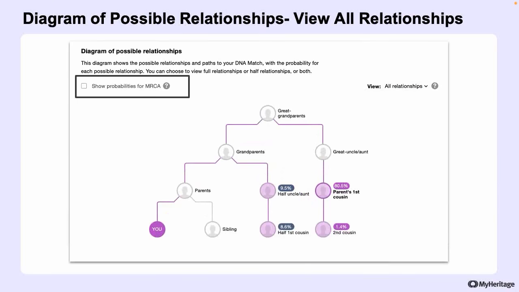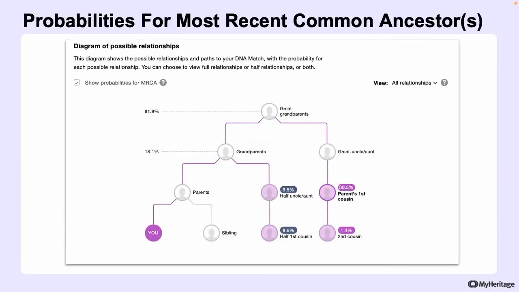Now, you can see the checkbox here says show probabilities for MRCA. Now, what does that mean? Well, there are different probabilities for different relationship types, but some relationship types might be different, like parents' first cousin and second cousin, which you can see here. But these two relationships, which are different, still mean that I share with that person the same common ancestor, great-great-parents.